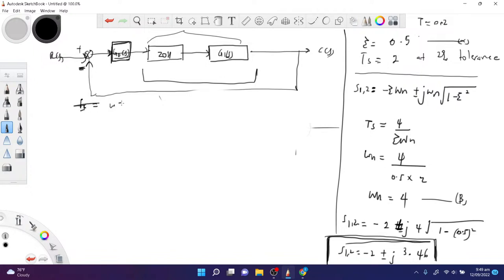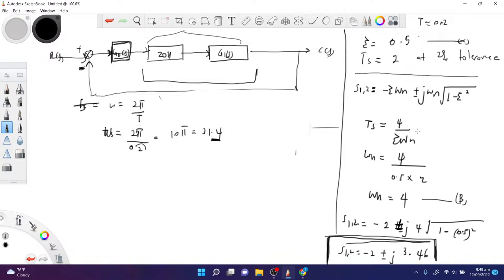You know that omega is equal to 2 pi f, and f is 1 over T. So my sampling frequency omega is given by 2 pi over the period. The period is 0.2, so you get 31.4 as the sampling frequency.